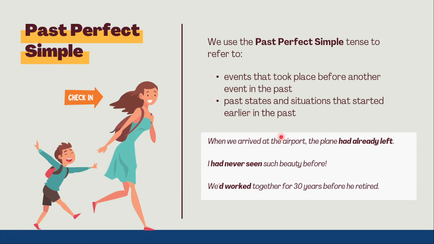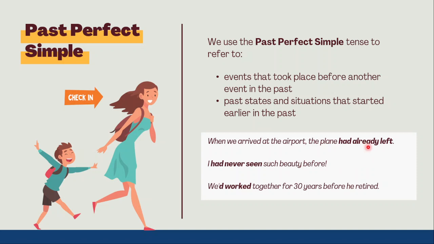Then we have the third tense, which is the past perfect simple. We use the past perfect simple tense to refer to events that took place before another event in the past, or past states and situations that started earlier in the past. So let's look at these examples. When we arrived at the airport, the plane had already left. So this is two actions, one happened before the other. We usually use the past perfect for the action which happens before the other one.